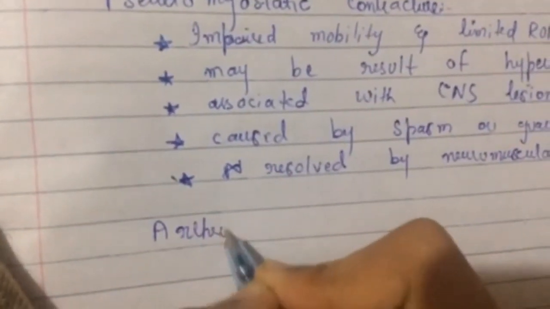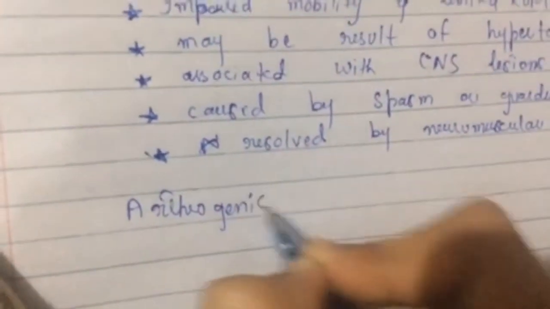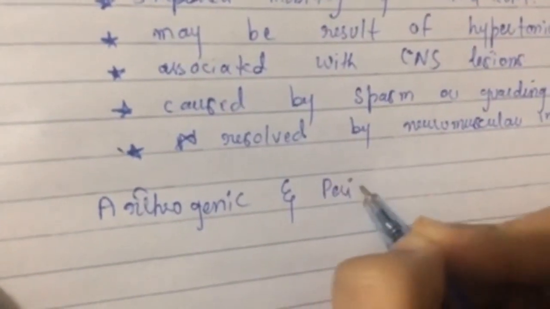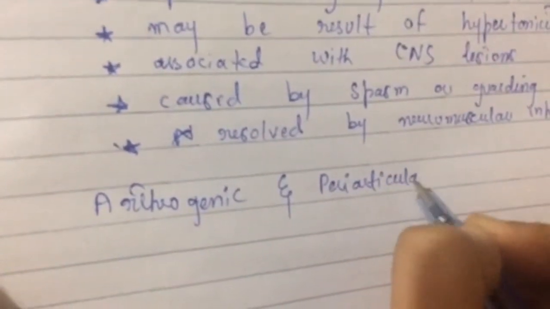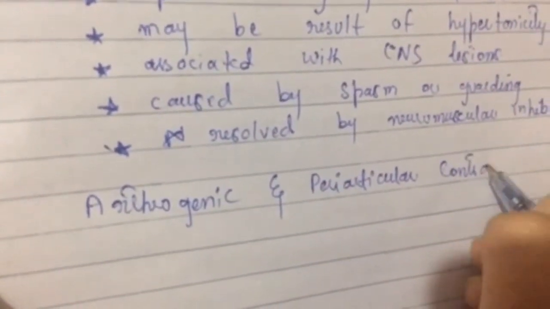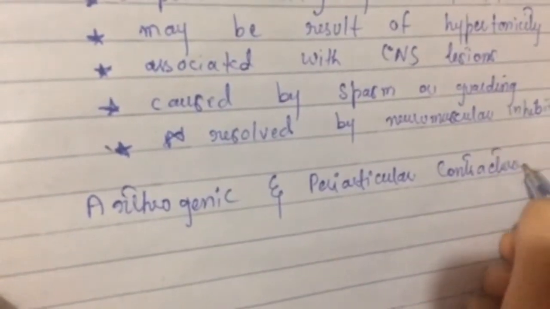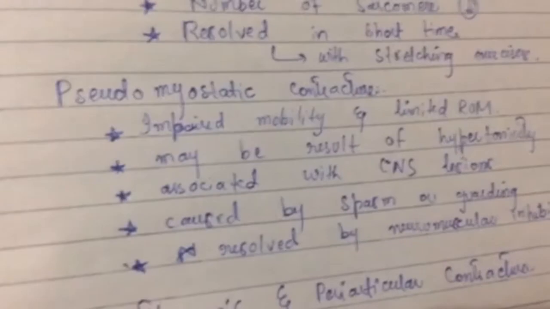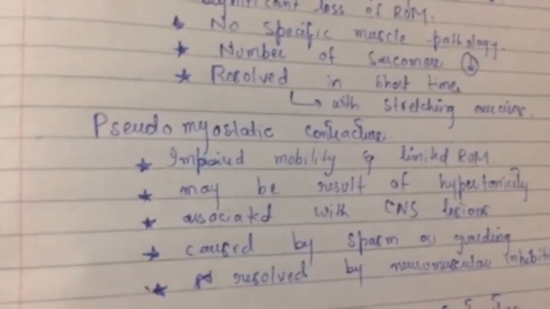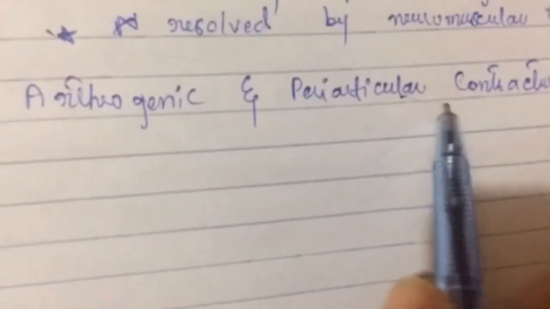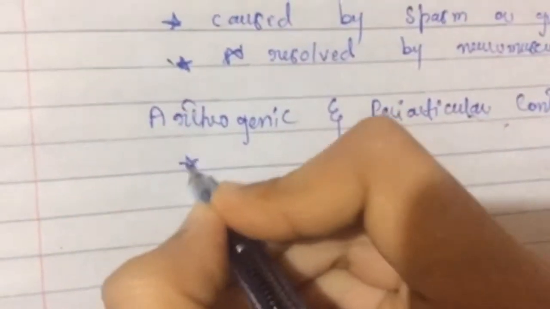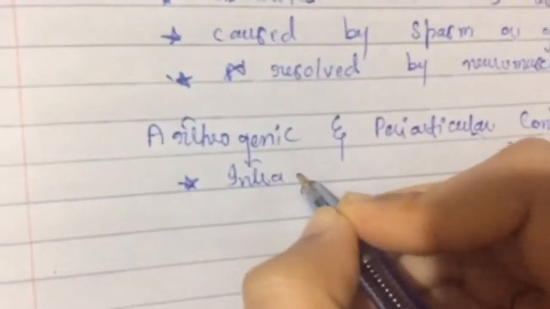Next is arthrogenic and periarticular contracture. Arthrogenic contracture is the result of intra-articular pathology. Basically, any pathology in the articular spaces, not the articular bones or the articular surfaces of the two bones. Intra-articular pathology.